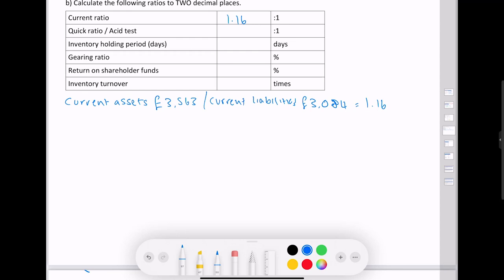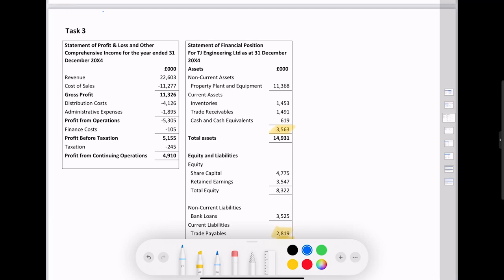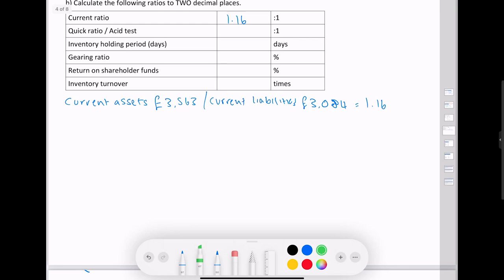Now, following on from that, this is where the real test comes in, where we look at the quick ratio, often known as the acid test, because this is very similar to our current ratio, except that we don't include our inventory. So if I just go back up to our statement of financial position, we will focus on our current assets, not including inventory. So it would be the trade receivables and cash equivalents divided by your current liabilities. So let's get that in.